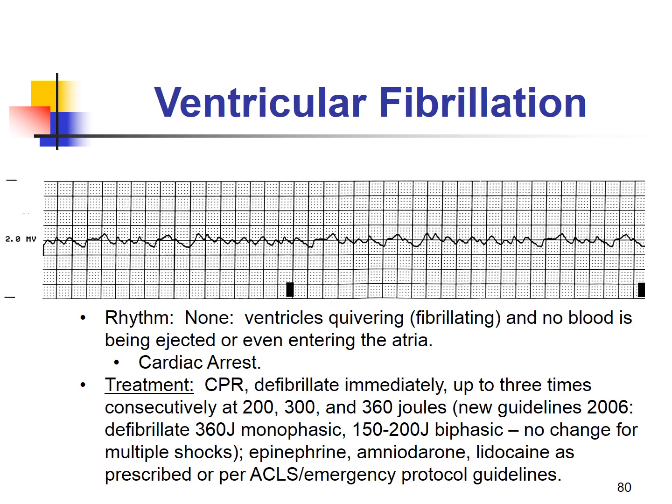Ventricular fibrillation, very different. Fibrillation is, look at the rhythm again. The ventricle, the part that sends the blood out into the systemic circulation, is fibrillating. It's not doing what it needs to do. So it's quivering, fibrillating, and there's no blood being ejected or even entering the atrium, which is not good. So cardiac arrest. So CPR, defib. So you want to defibrillate immediately up to 3 times. So 200, 300, and 360 joules are the guidelines. All right?